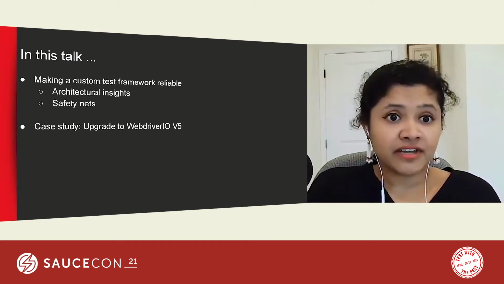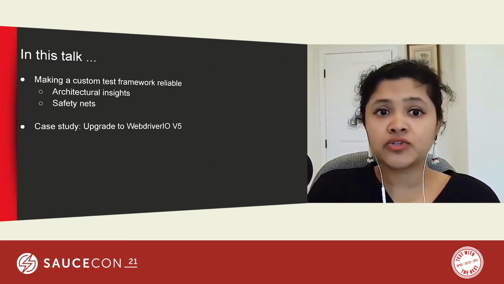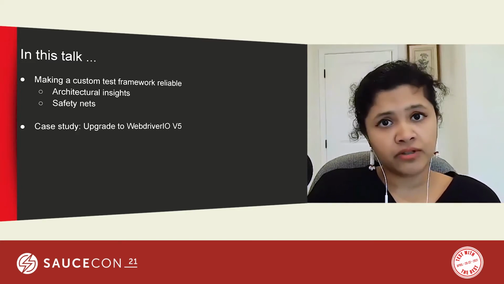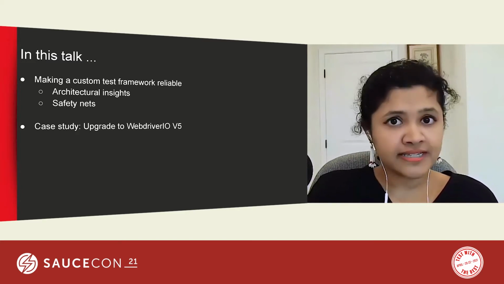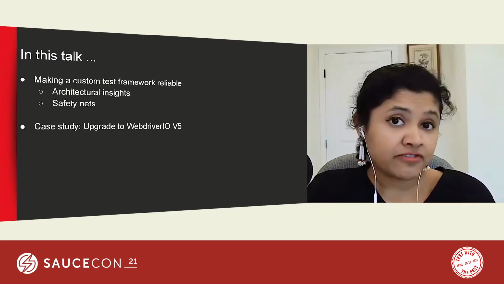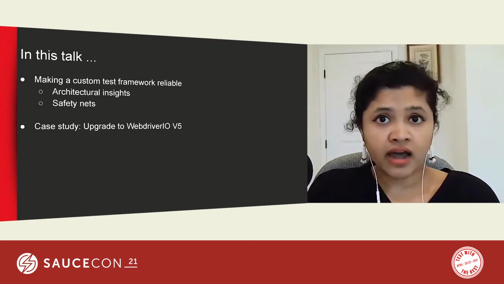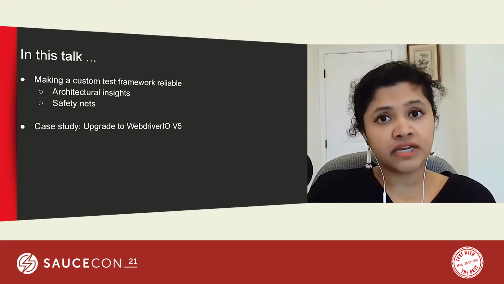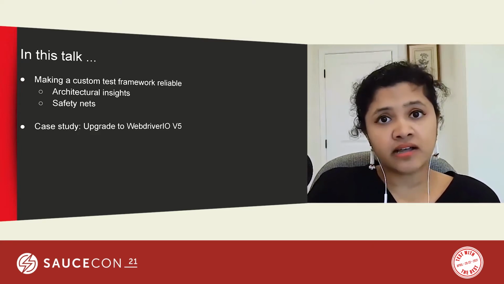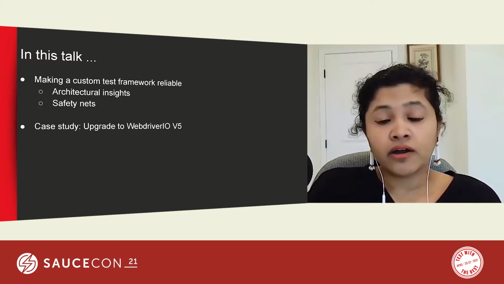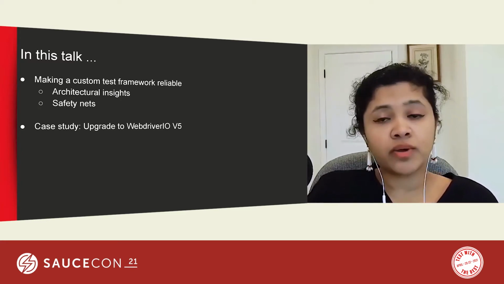So, at a high level, in this talk, I'm going to be digging into some details about how we made our framework more reliable. There's going to be some architectural insights, like I said, some safety nets that we've set up. And after we've covered the high level overview of that, we're going to be digging into a case study to discuss a real project that we've done, which is to upgrade our framework and our tests to use Webdriverio V5.